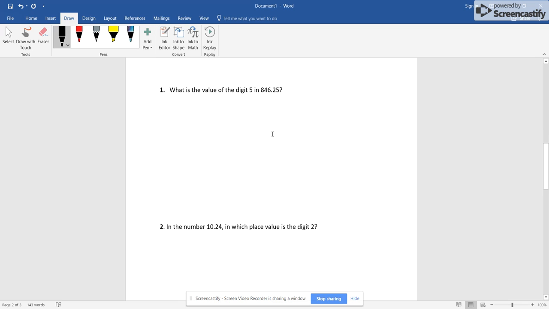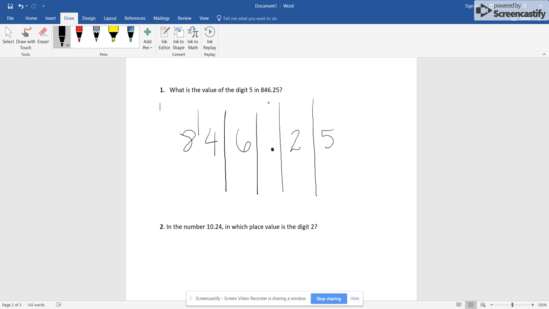The greatest place value I have is in the hundreds place. Okay, so first I'm going to write that number down again. 846. I see a decimal. 25. I'm going to separate them so I can make my place value chart. Okay, and over here we see a decimal, and every time we see a decimal we say "and."